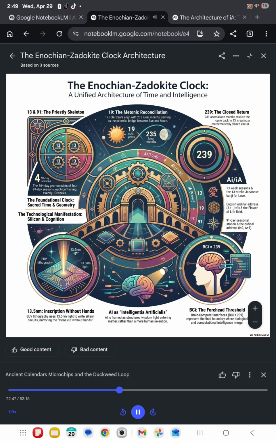Brain-computer interfaces, technologies like Neuralink. We touched on the math of this earlier. B is 2, C is 3, I is 9. BCI concatenates exactly to 239, the return address of the eclipse cycle.